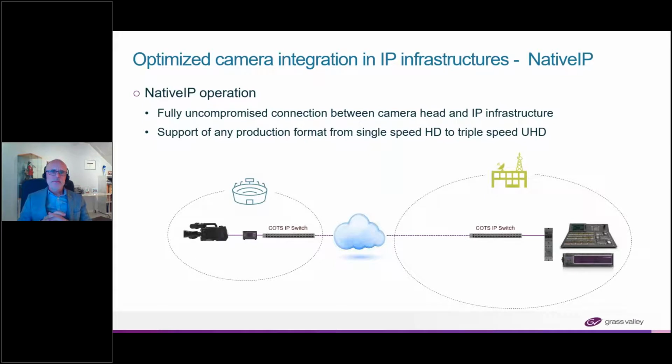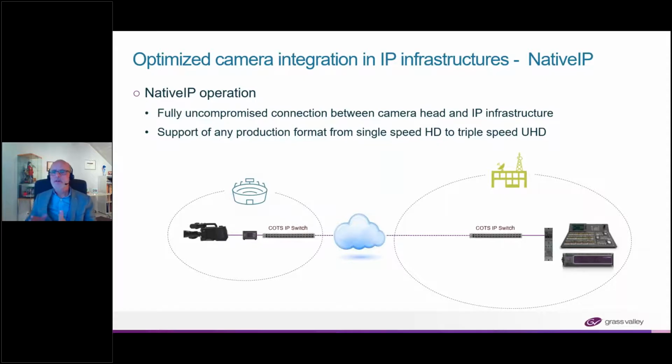So native IP allows you to connect the camera over that small power supply to COTS hardware. And this COTS hardware delivers all the different IP signals from the camera into the IP network. And the camera can get any signal stream which is in the IP network to the viewfinder, for example, or, as I said, with the gateway connectivity functionality inside the camera head, you can also convert any IP stream into an SDI signal up to 12 gig directly on the camera.